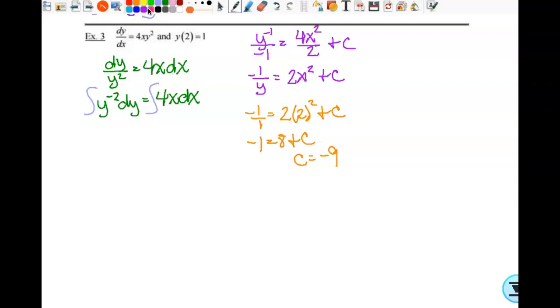Yes, so once I find C, I would just go back up to the last one that I had and substitute it in there and then solve for Y. Oh, because when I substitute in, do you understand how I got here? Okay, so then I substituted this in here, and that's where it came from.